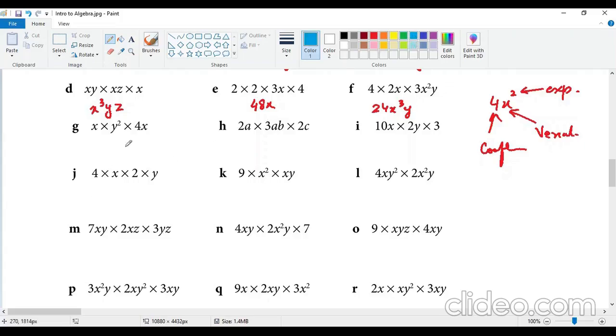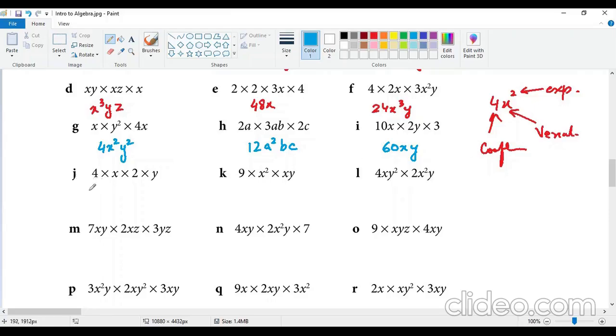This one is going to give us a 4. There are two x's, you can see, and y also squared. 2 times 3 is a 6, 6 times 2 is a 12, 12 x squared y squared is going to be the final answer. 10 times 2 is a 20, 20 times 3 is a 60. So you write xy as an answer.